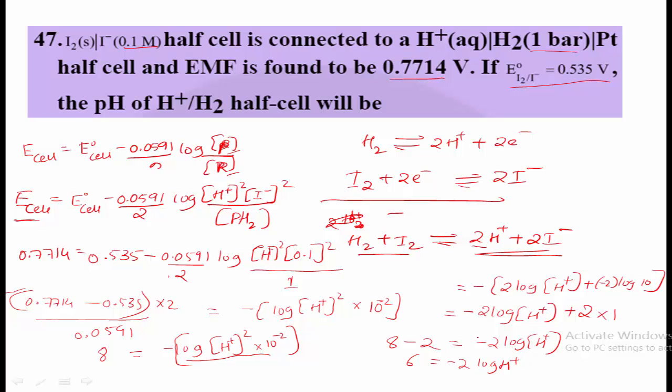Here, 2 ones are 2, 2 threes are 6. So 3 is equal to minus log of H plus. So what is minus log of H plus? Negative logarithm of H plus ion concentration is nothing but pH. Therefore pH is equal to 3. So the pH of the H plus or H2 half cell will be 3.